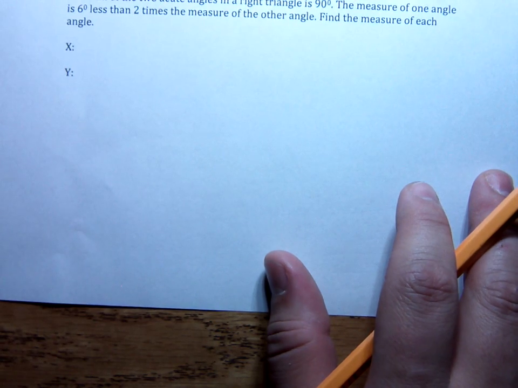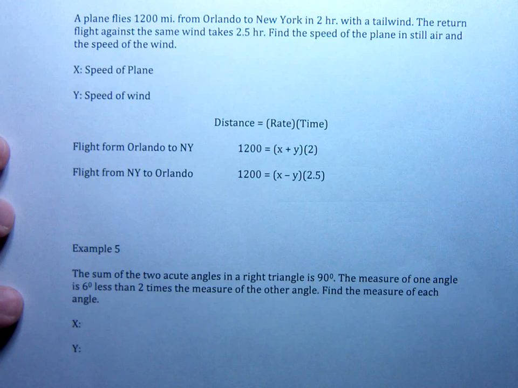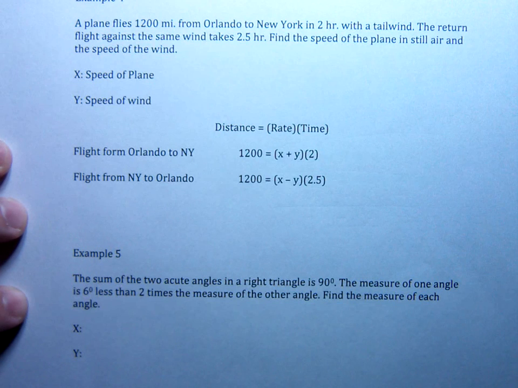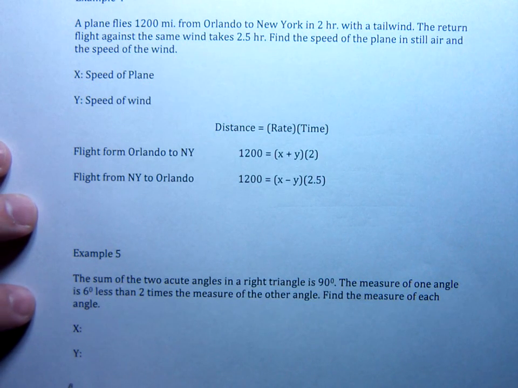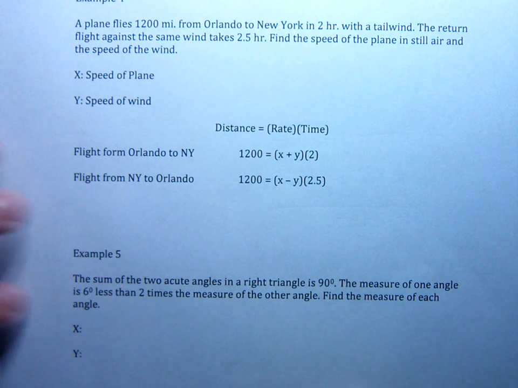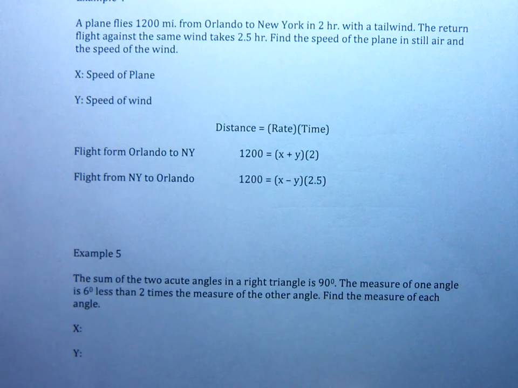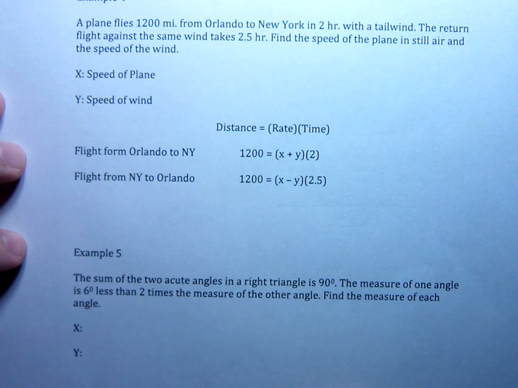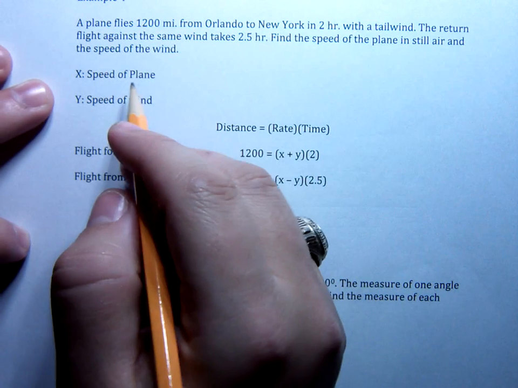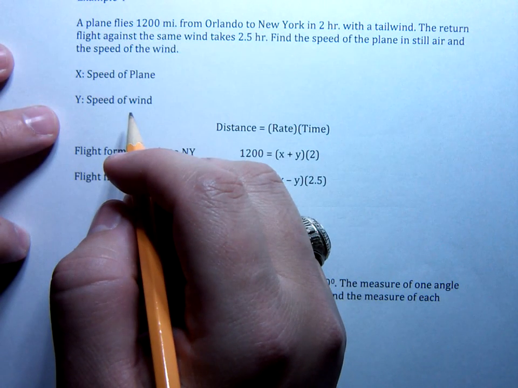Let's look at example 4. This is a distance, rate, and time one. It says a plane flies 1,200 miles from Orlando to New York in 2 hours with a tailwind. The return flight against the same wind takes 2.5 hours. Find the speed of the plane in still air and the speed of the wind. So it gives you x and y. X is the speed of the plane. Y is the speed of the wind. Okay?